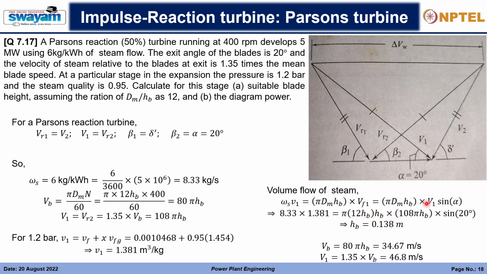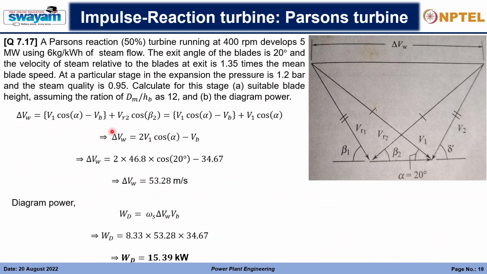So since all the variables are in terms of hb, we get the height as 0.138 meter. Accordingly, we will get the blade velocity this much, and the inlet velocity from the nozzles is this much. If we know the inlet velocity and everything, we can directly calculate the whirl component.